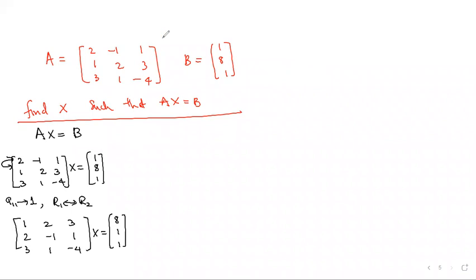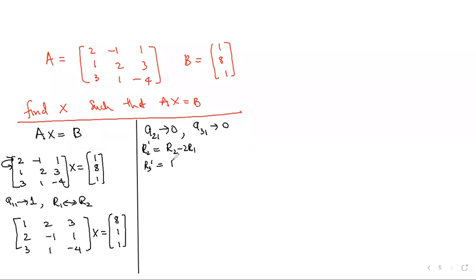Now make the formula for next. What I have to do next one? 2 steps I'm doing together. A21 to 0 and A31 to 0. This is my aim. For making that, R2 dash is R2 minus 2 R1. And R3 dash is R3 minus 3 R1.